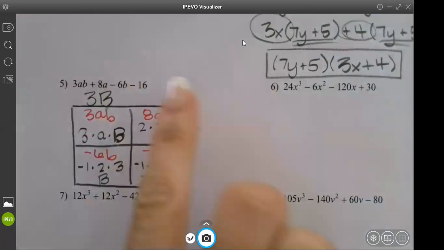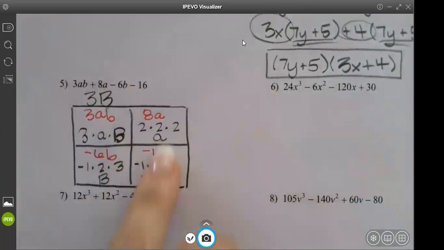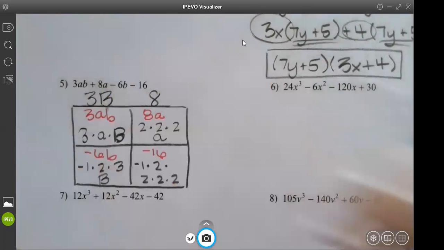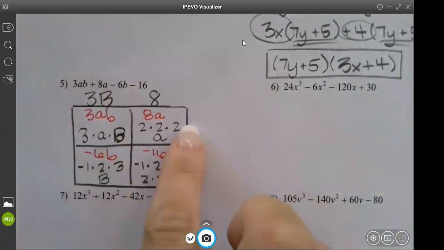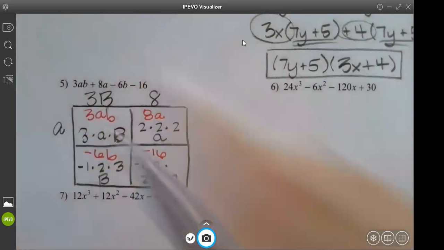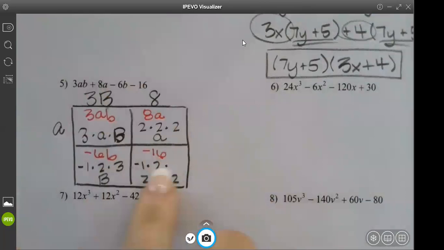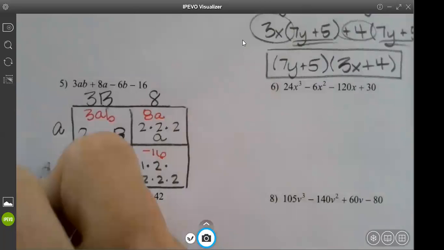Look up and down right here. What's in common? 3 2s, which is 8. Across, what's in common across? Just an a. What's in common across here? Negative 1 and 2. So that's a negative 2.